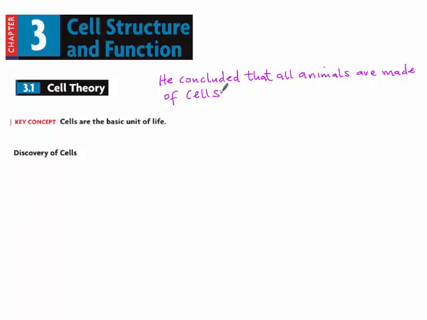He concluded that all animals are made of cells. So, shortly after, in 1839, he published the first statement of the cell theory.